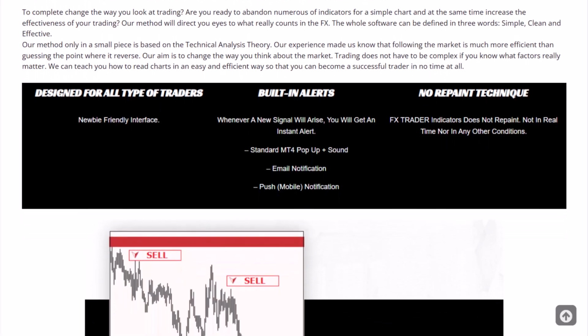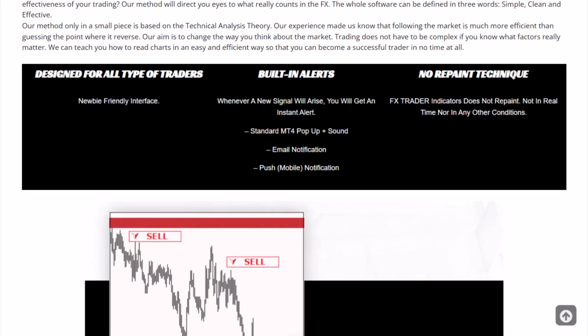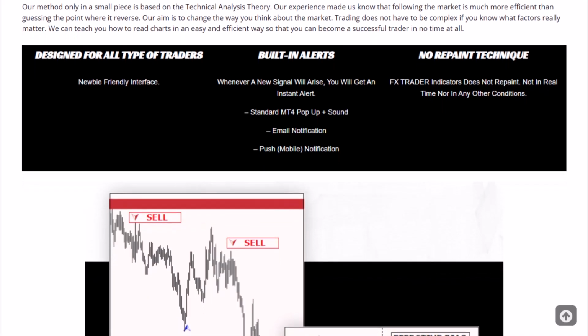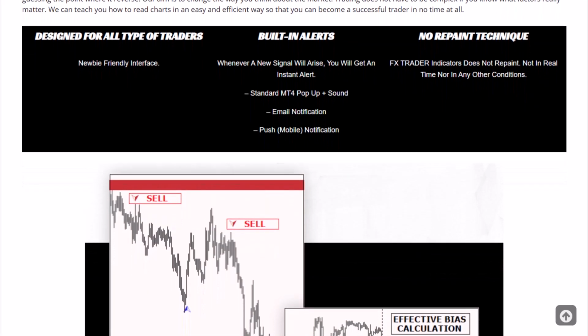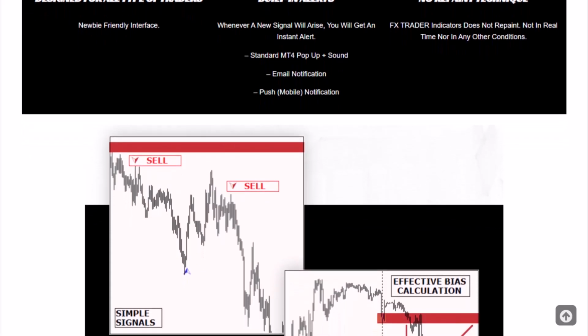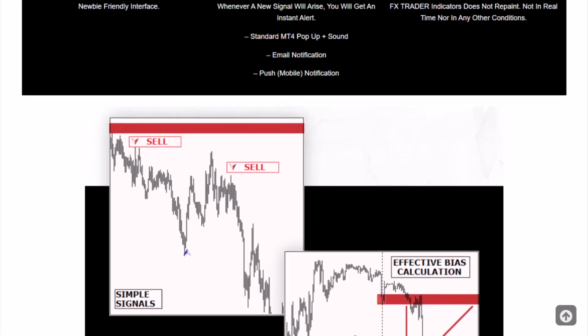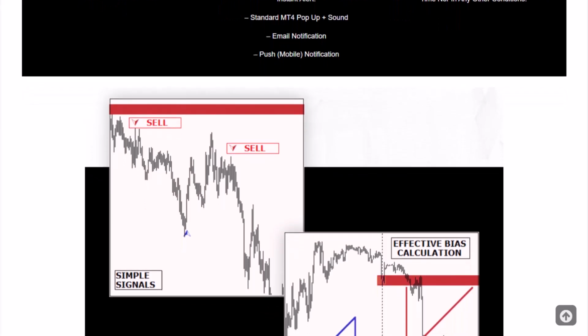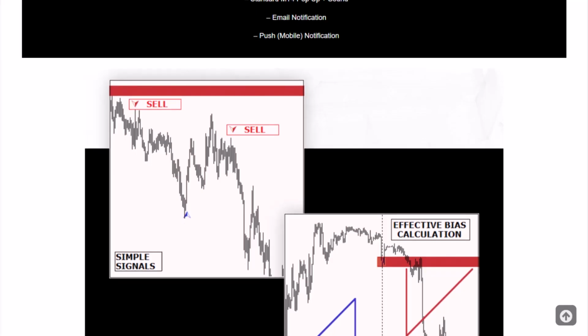Imagine opening your chart and instantly knowing the calculated direction, knowing whether institutions are pushing the market, and knowing whether conditions are right for a trade. No more guessing, no more conflicting indicators, no more hesitation. Just smart, calculated guidance that aligns you with big market players.